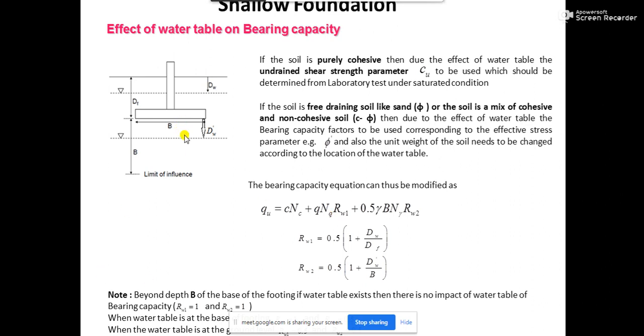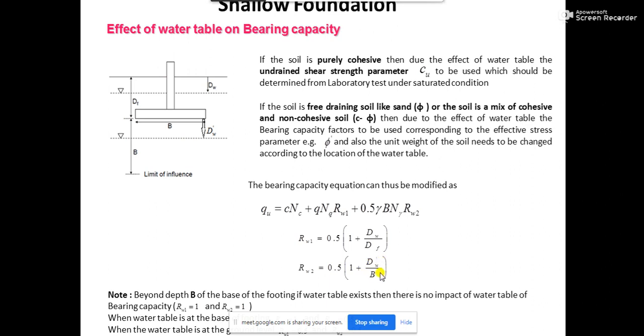base of the footing. Okay, so if it is said that 1 meter from the base of the footing, then what will happen? 1 meter from the base of the footing and 2 meter from the ground level is exactly the same condition. 1 meter from the base of the footing, that means from here to here it is 1 meter. So what you are getting? You are directly getting dw dash in this case.